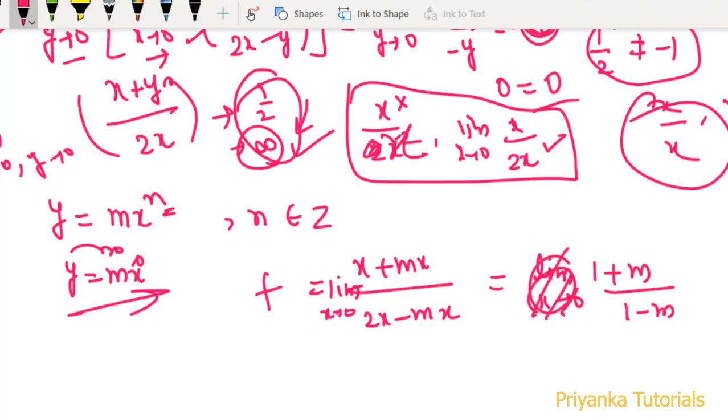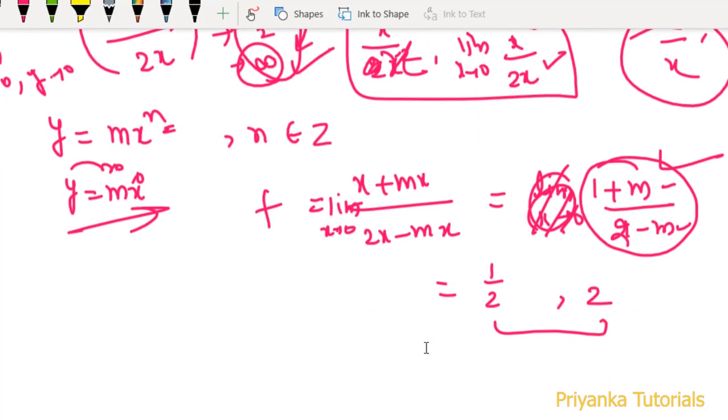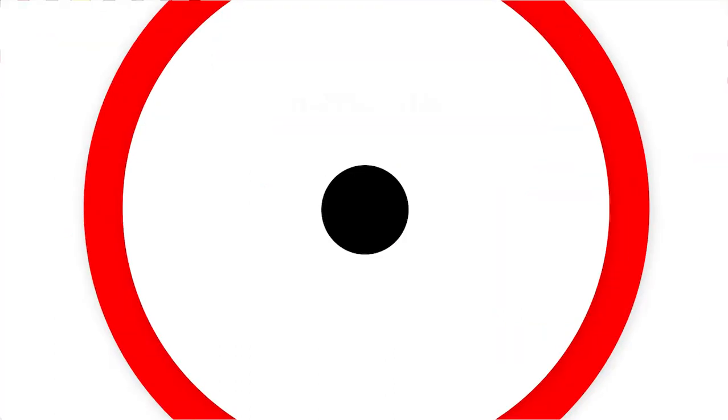Now it will be limit x tending to 0, (1 plus m) by (2 minus m). x is not there anymore, so leave this. Now this depends upon m. You change the value, you will get different values. If you substitute 0, it will give you 1 by 2. If you put 1, it will be 2. These two values are not giving the same value, that means the limit doesn't exist. So even if you are not doing this whole process, you can directly substitute y equal to mx in the given question. If it is giving you different values for two values of m, then the limit will not exist, and if it is giving the same values for all the paths, then you have to check again. Right?